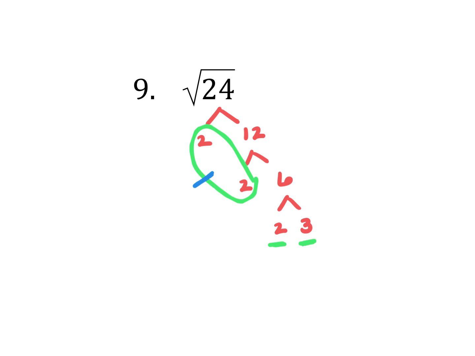So I'm going to start at the beginning. I'm going to take this pair of 2s. They're going to come out as 1. I don't have any other pairs, so that's the only thing that's going to be outside of the radical. And then under the radical is what's left over that's prime without a pair. So I have a 2 and a 3. Again, you're not done until you simplify. So I have 2 with the square root of 6.